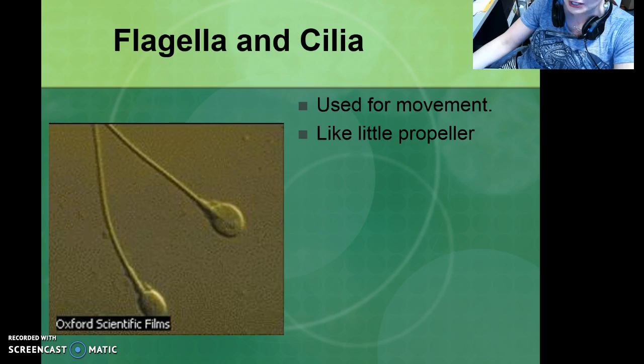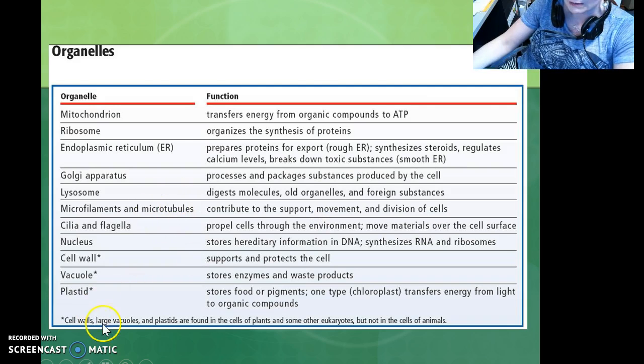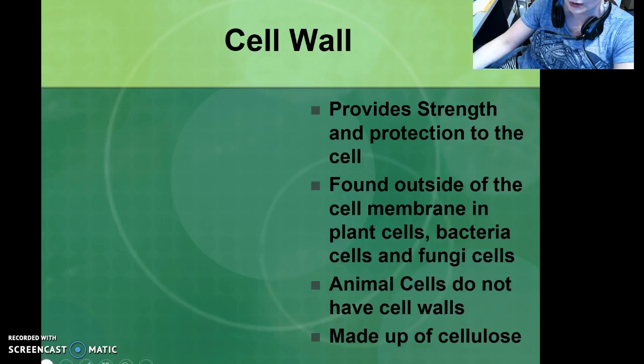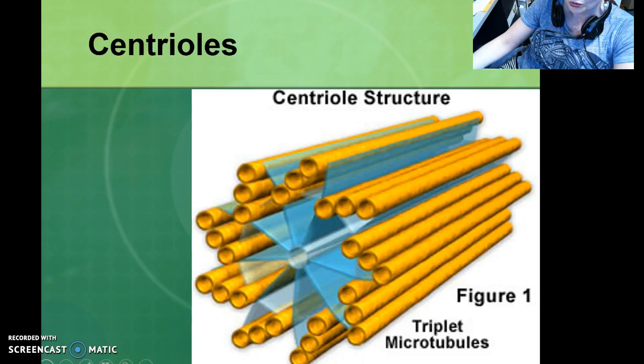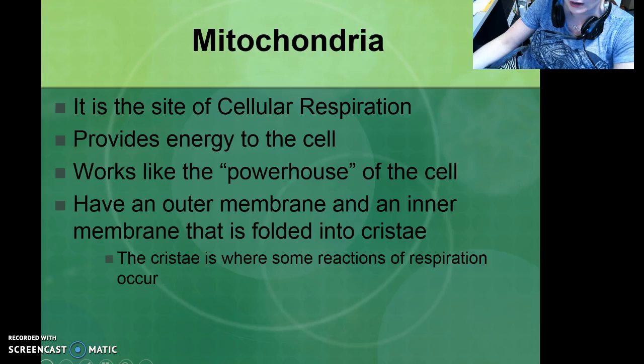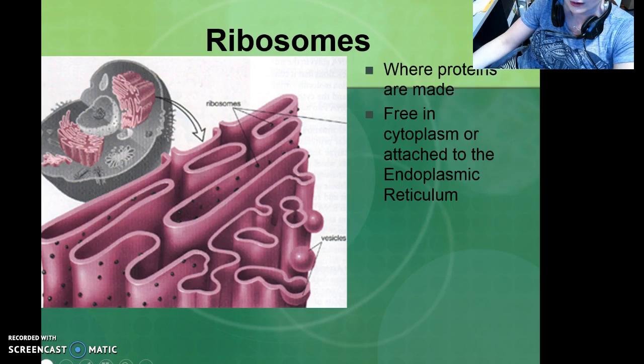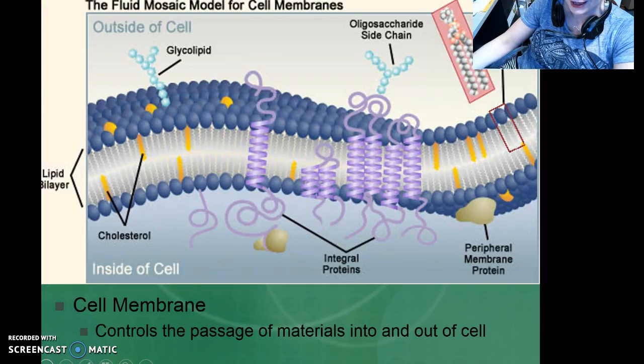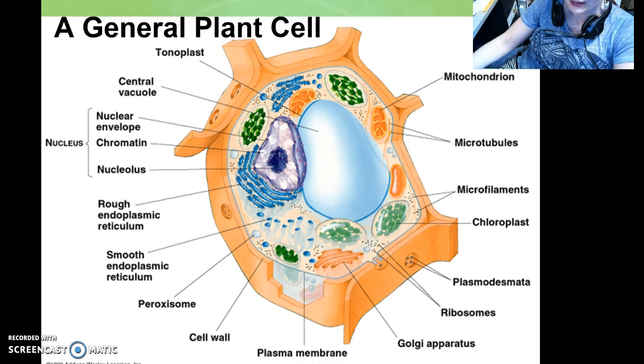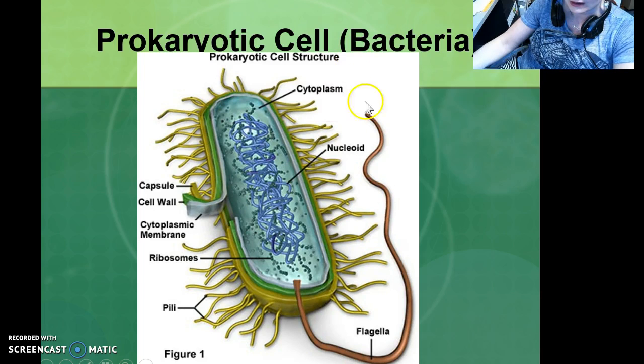Some cells have specialized appendages, either flagella or cilia. These are flagella, they're like little tails, and cilia are more like, we had them in a picture with the bacteria earlier. There's our bacteria cell with the cilia there. And then its little flagella.